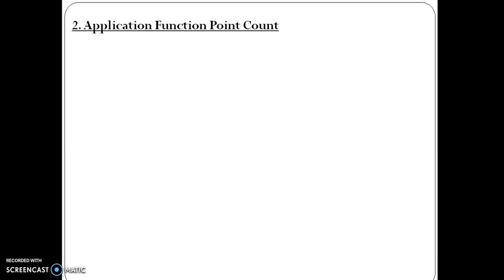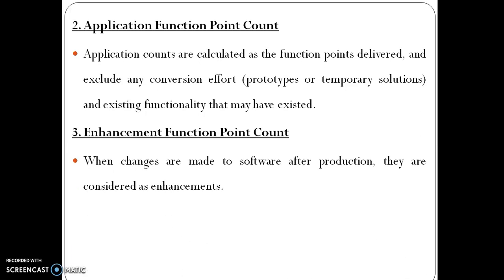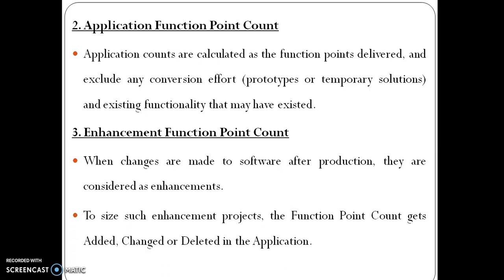Application function point count. Application counts are calculated as the function points delivered and exclude any conversion effort. Prototypes are temporary solutions and existing functionality that may have existed. Enhancement function point count. When changes are made to software after production, they are considered as enhancements. To size such enhancement projects, the function point count gets added, changed or deleted in the application.